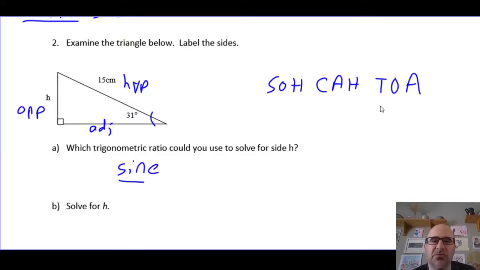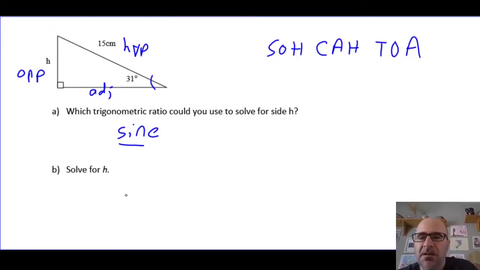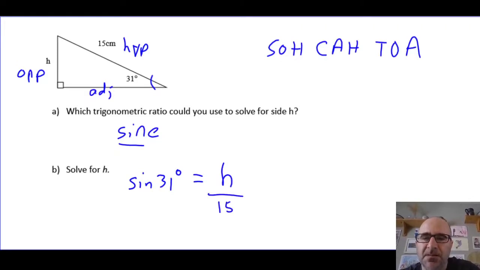We can't use tan because we would talk about H and adjacent, and we don't have either of those sides. So look at part B. When I set the equation up, that also helps explain why I'm going to use sine. The sine of 31 degrees is equal to opposite over hypotenuse, which in this case is H over 15. And this gives me an equation with only one unknown, the H value.